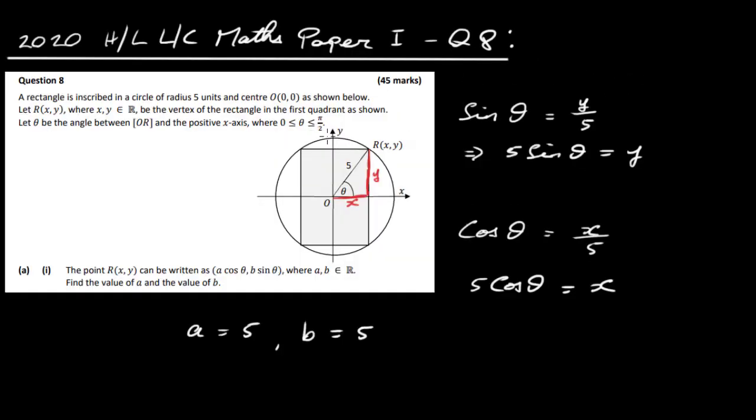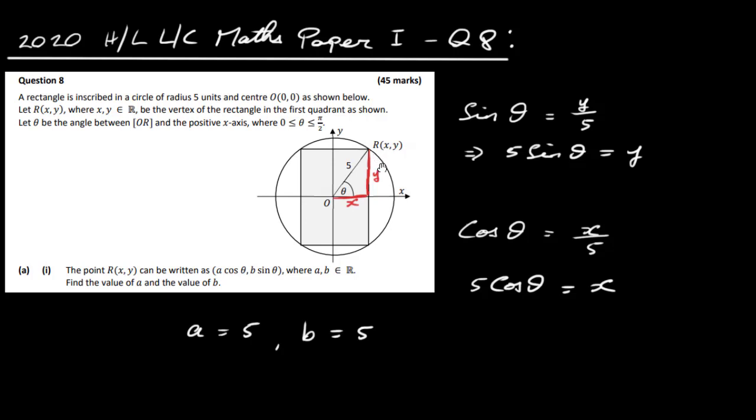Let's have a look at part 2. We have to show that A of theta, the area of the rectangle measured in square units, can be written as 50 sine 2 theta. Okay, so let's look at our rectangle. The area is just length times width. Up here we have our x out as far as here. If we double it, that gives us the width of our rectangle. But we know that x is 5 cos theta, so double that, you get 10 cos theta. So our width is 10 cos theta.